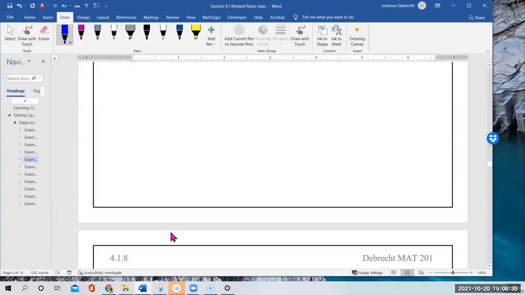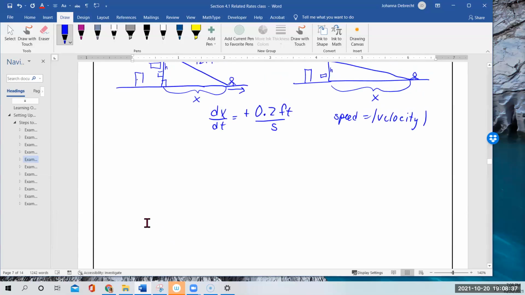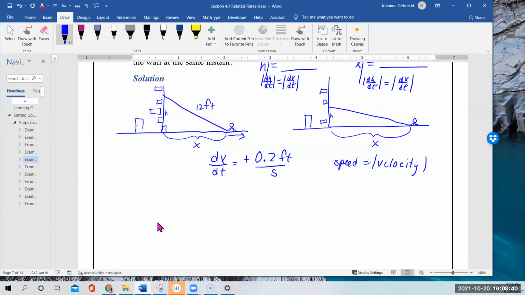I need a little more space. All right. So based on my picture, I have that x squared plus h squared is equal to the quantity 12 feet squared. This tells me that x squared plus h squared is equal to 144 square feet. Now I have a relationship between x and h. I want the instant when dh/dt is equal to the magnitude of dx/dt. That means I need to find dx/dt and dh/dt from my equation.